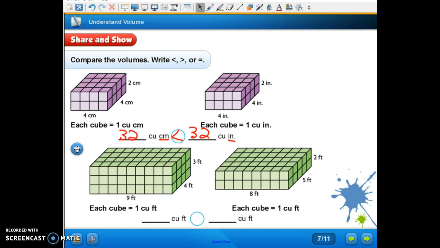Okay, this is number 6 down at the bottom. 9 by 4, which is 36. Times 3. 108. Okay, so it's 108 cubic feet. Oh, what's this one? 8 times 5 is 40 times 2, which is 80. Now we have the same unit of measure here. So this one we just have to look which one has the largest number. So 108 is greater than 80.